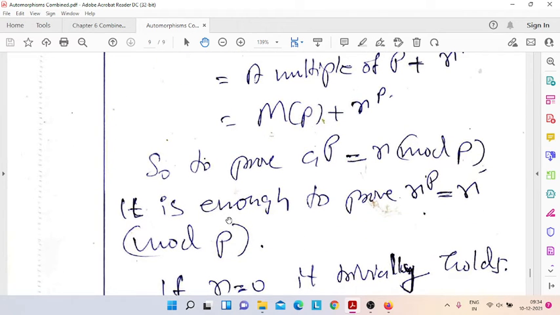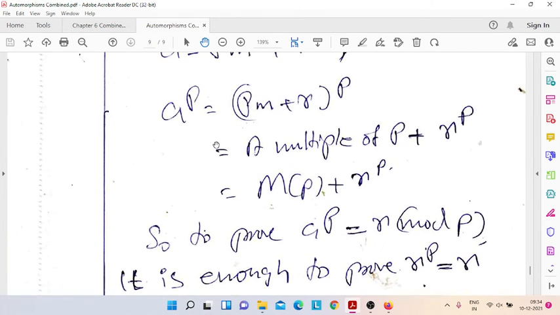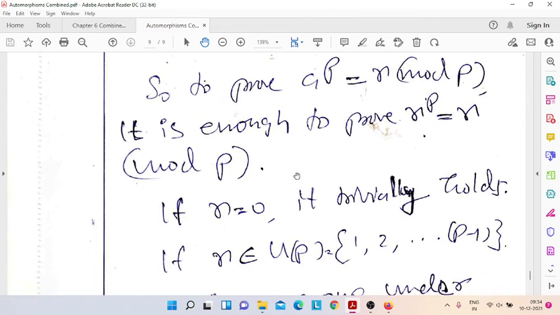So to prove that a raised to p when divided by p gives r as the remainder, it is enough to show that r raised to the power of p when divided by p gives us the remainder r. Why? Because of this expression and its expansion. So we proceed to show that.